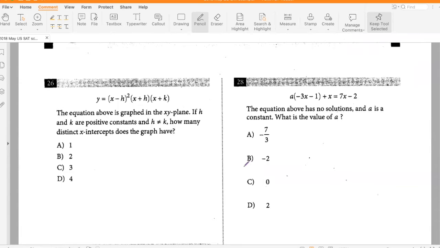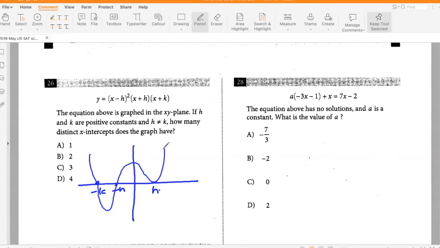Okay, the equation above is graphed in the xy plane. If h and k are positive constants, how many distinct x-intercepts? Okay, so let's say minus k, minus h, and h. So this is a single root. This is a single root, and this is a repeated root because it's a square. So 1, 2, 3, 3 distinct x-intercepts.